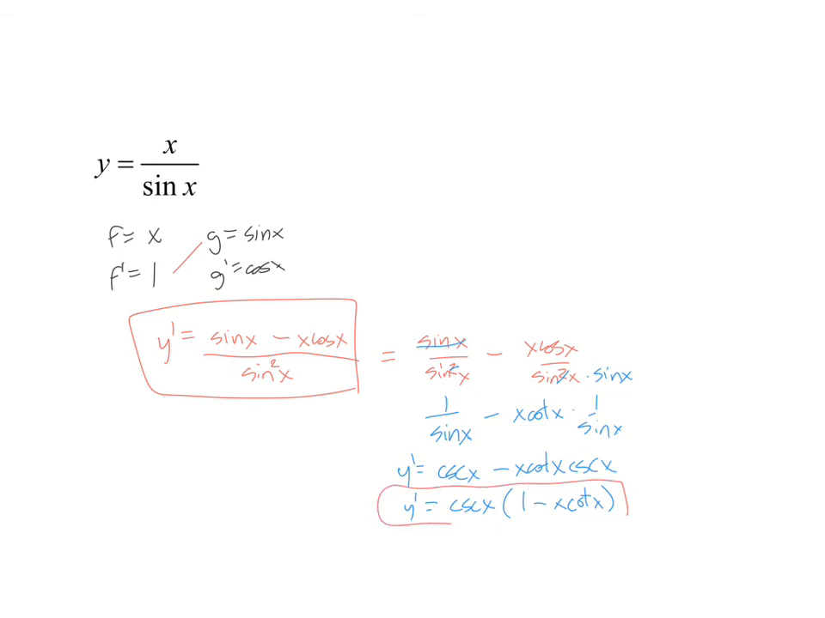So I would stick with this yellow version. It's pretty good if you want to do your identities and change it so that it's just secants and cosecants and things like that. Then we could do the solution that we just did.